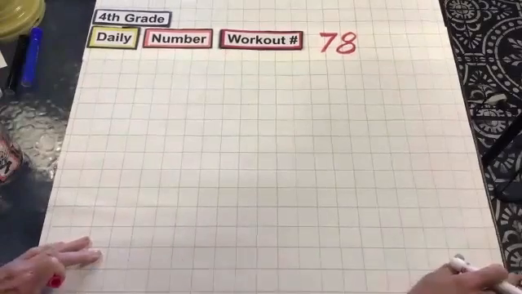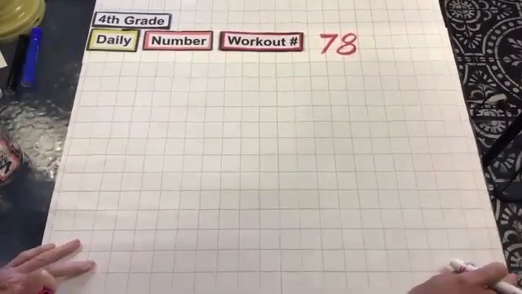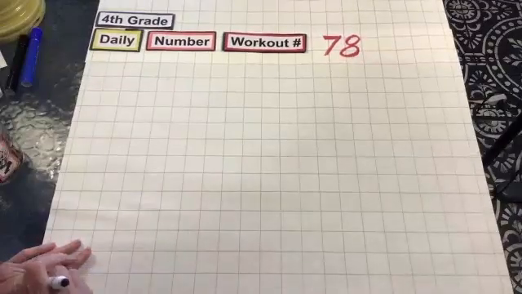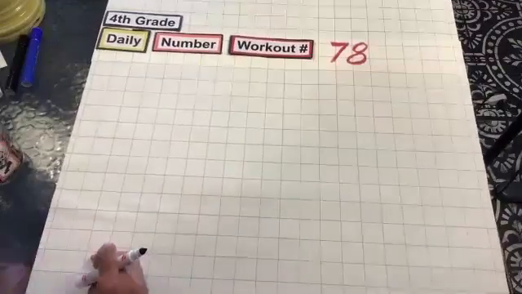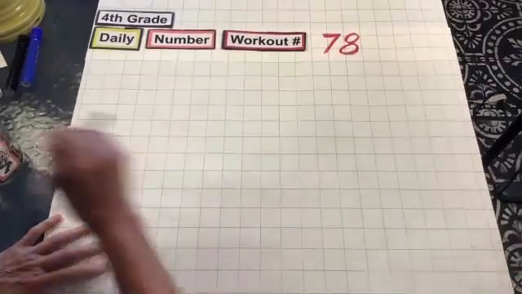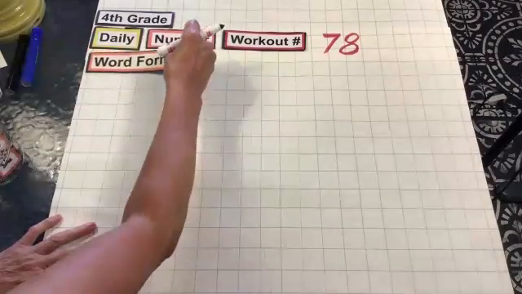Today is the number 78. So if you've been doing it every day, this should be your 78th day of school. And that's the way this program works. We're going all the way up to your 100th day of school. And then after that, you're on your own.